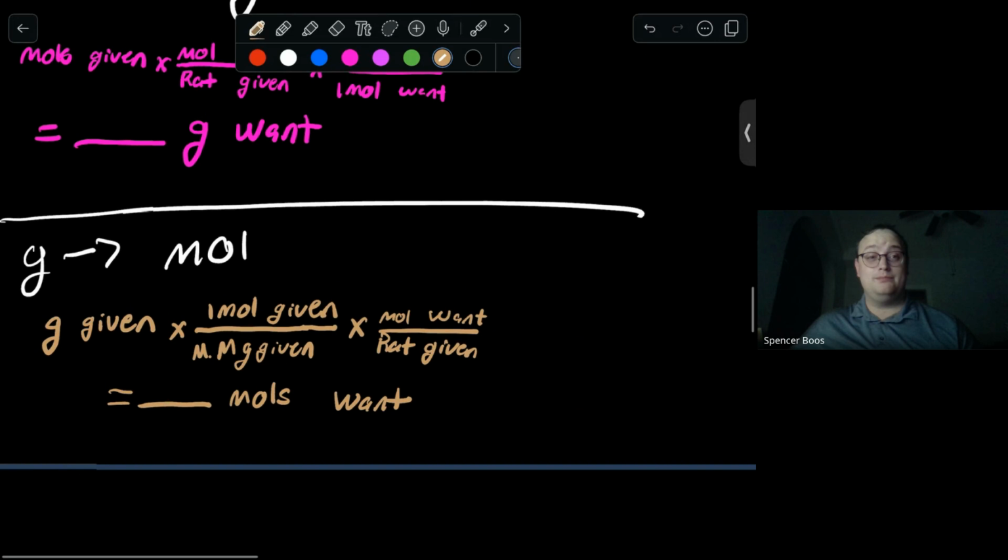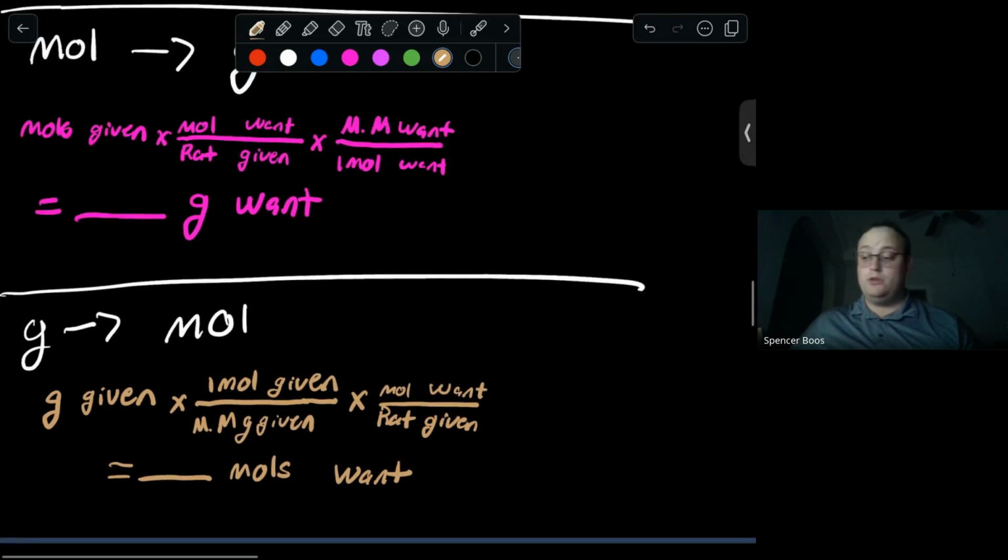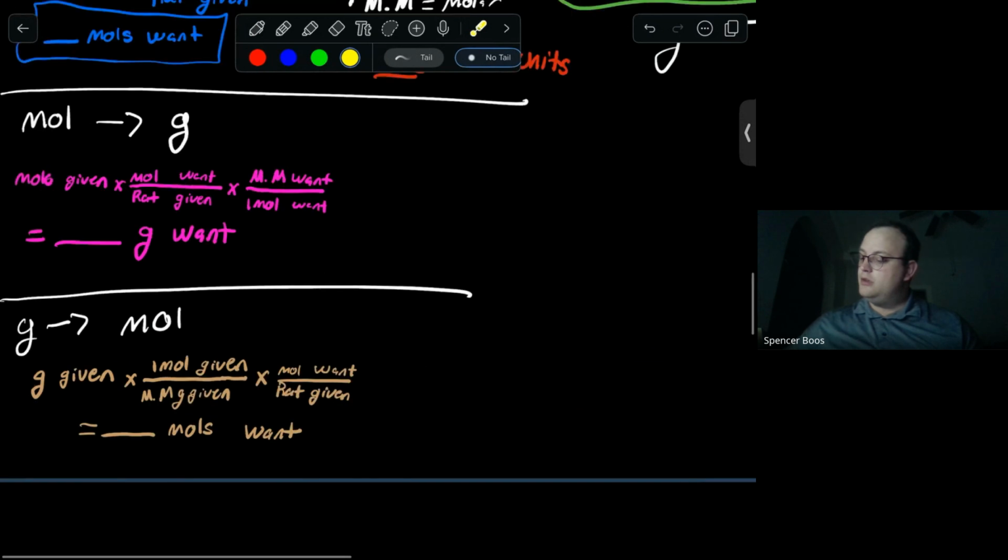And that's it. Surprisingly, I find that students have more trouble with these bottom two than with the three-step. The reason is that these change depending on what you are given. If you're given moles first and need to go to grams, there's a different path to take versus given grams and going to moles.